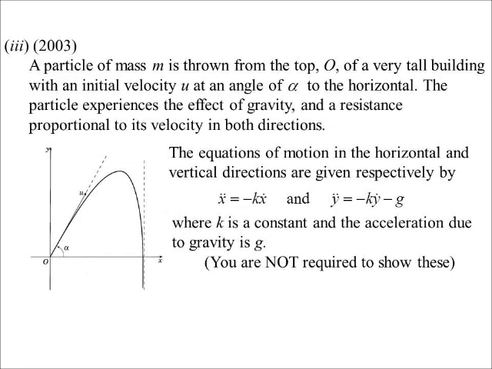They've given us the accelerations to start off with. It's the same as normal, but with resistance going in the opposite direction, so you get some constant times the velocity. Remember, we started with projectile motion where x double dot was 0, y double dot was minus g, but now there's also going to be a resistive force. So we're going to have this minus k x dot, minus k y dot. You are not required to show these, okay? Make sure you read instructions like that.